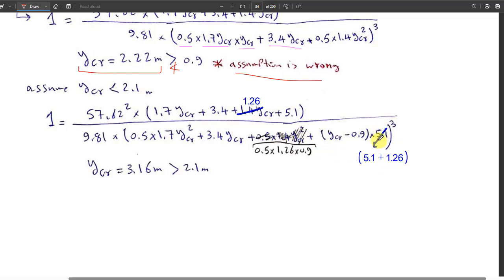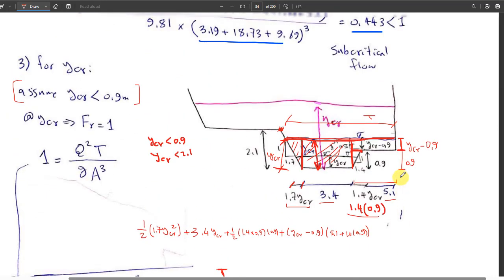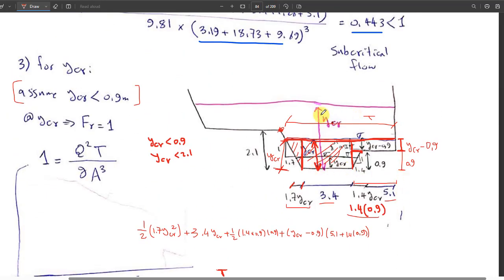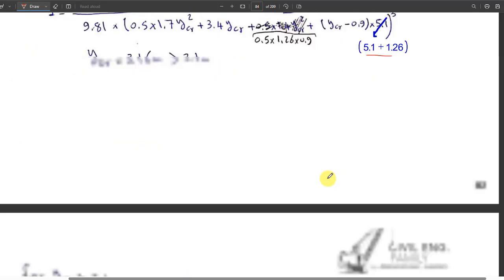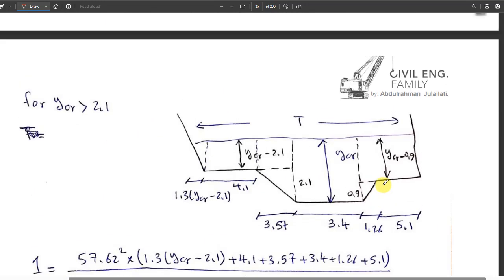This one, yes, by mistake, this one was 5.1. It should be 5.1 plus 1.96. Anyway, then we checked it is greater than 2.1. Therefore, unfortunately, in this question, again we should repeat it to fill the whole section with y critical, and then solve it, which is here.